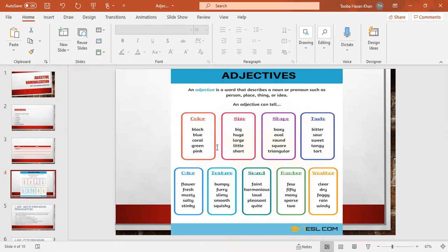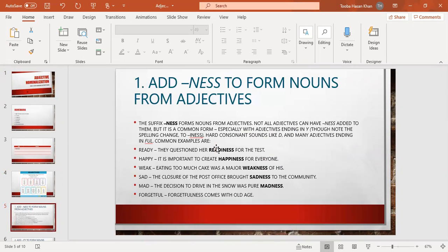It can tell us the color, it can tell us the size, shape, taste, texture, odor. It can also tell us the sound, the number, the quantity, the weather. It is a describing word that tells us more. It gives us much more information about the noun or the pronoun. Now, what is nominalization? Nominalization means to change the adjective into a noun by adding a suffix.